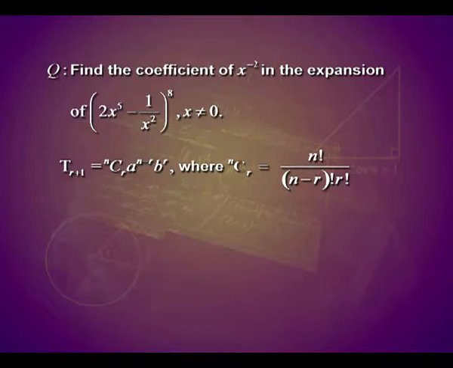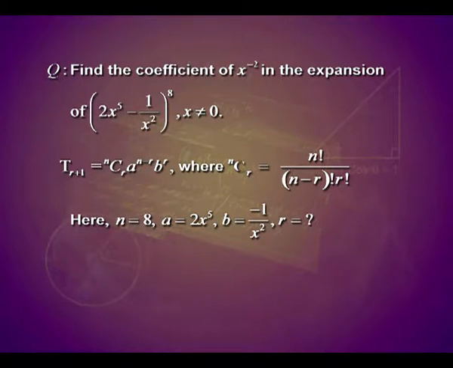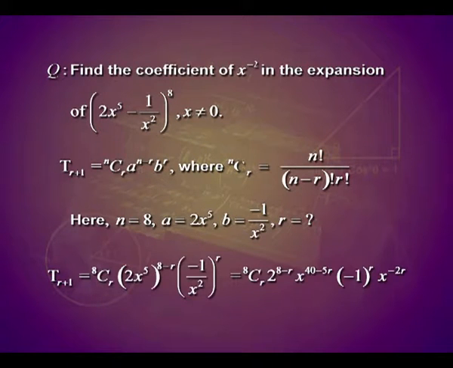We have to identify that value of r so that the term that we end up with contains x to the power minus 2. So, how do we start? T r plus 1. So, in this case, I have T r plus 1 specifically written with n as 8, a as 2 times x to the power 5, b as negative 1 by x square. R we do not know, so we hold on to that. And therefore, T r plus 1 becomes, on combining the powers of x and segregating the constant, 8 c r 2 to the power 8 minus r, x to the power 40 minus 5 r, negative 1 to the power r, x to the power minus 2 r. So, if I combine powers of x, I get the powers of x combined to 40 minus 7 r, and all the constant coefficients remain as they are.